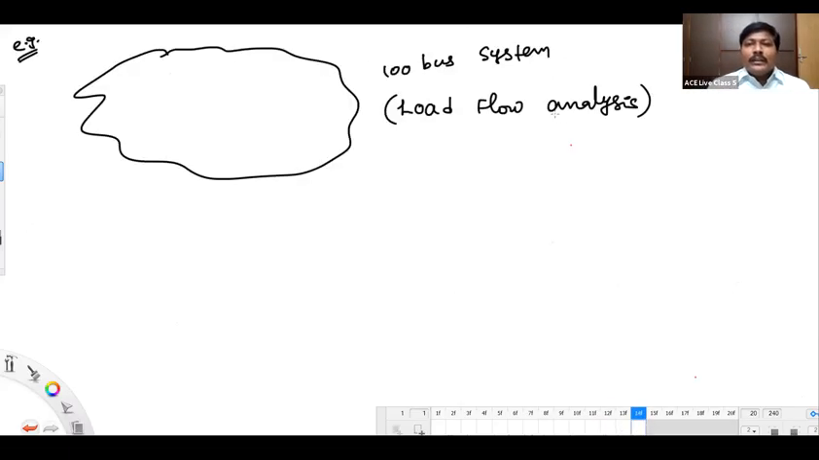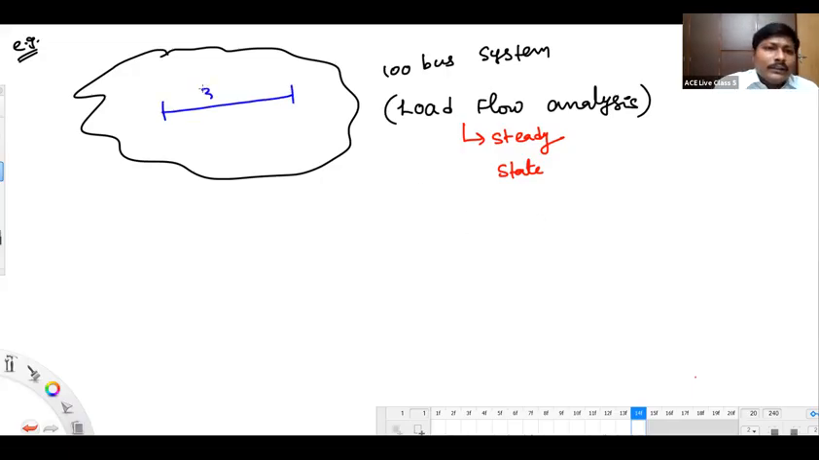The next slide. Obviously we are carrying out steady state analysis now. Listen please. Let us say we have a line of length 300 kilometers in that particular system. There are a number of lines, generators and transformers, but we are concentrating on one line of 300 kilometers. Please listen to this controversy.